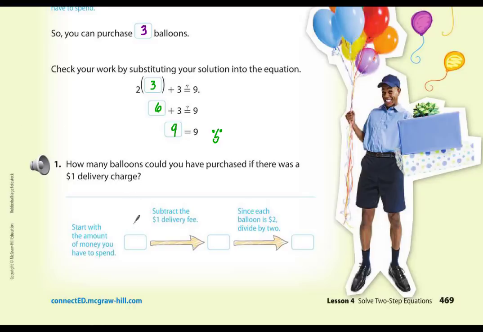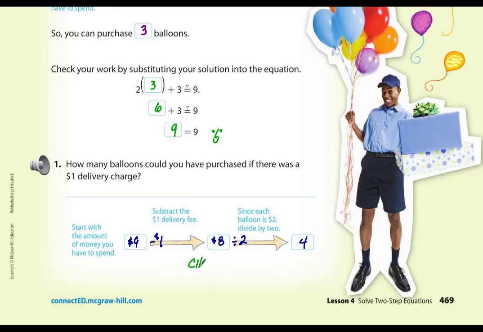Okay, so I have $9 to spend still. That amount hasn't changed. I'm going to take away $1 for the delivery fee. That's going to leave me $8. I'm still paying $2 per balloon, so I'm still dividing by 2, and that's going to give me 4 balloons. That's what I think I can buy.